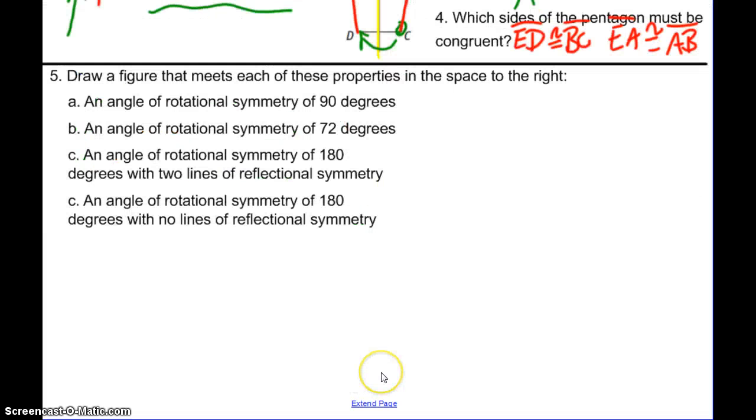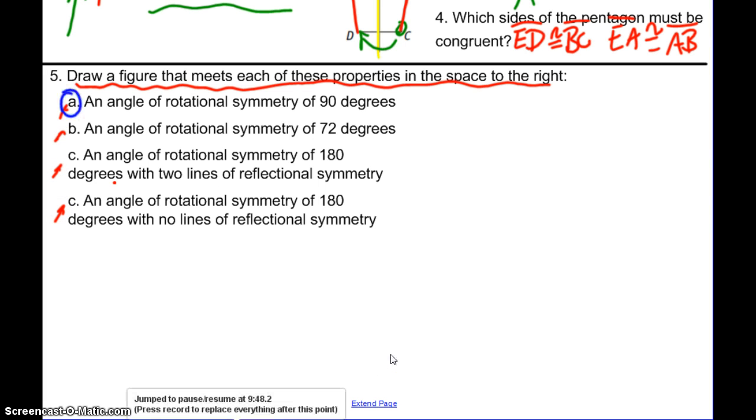Now, if you didn't quite get question 5, make sure you pause here before I show you some answers to 5. All it's asking you to do is draw a figure that meets each of the properties in the space to the right. So, try to make a figure for each of these things right here. Now, the answers are about to pop up on the screen, but when I show you these answers, do not copy them down.